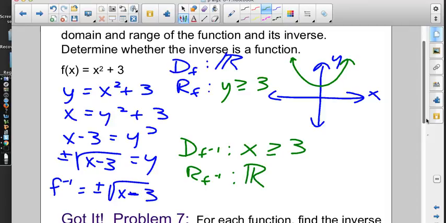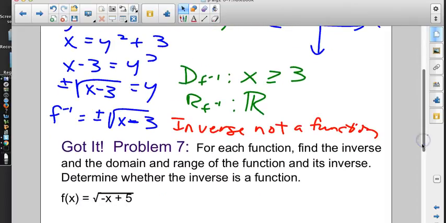What else did they want? Oh, is the inverse a function? What's wrong with it? How do we know this is not a function? Plus or minus. Inverse, not a function. Whew. All right.